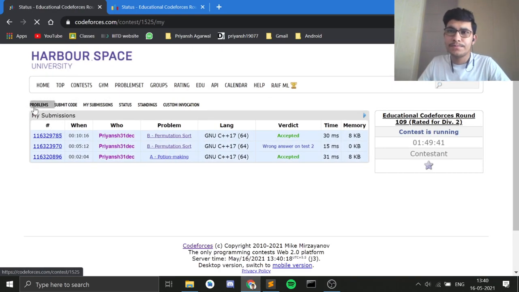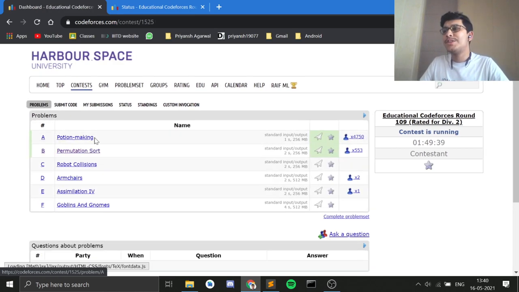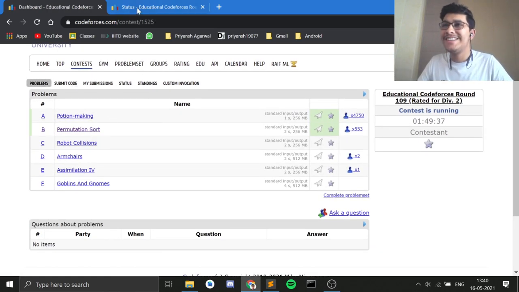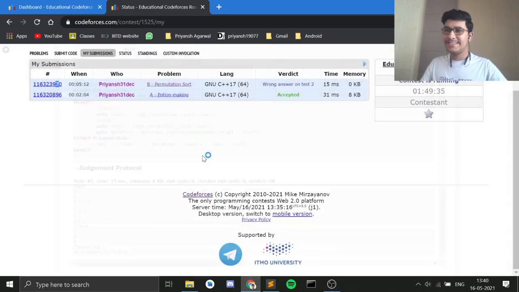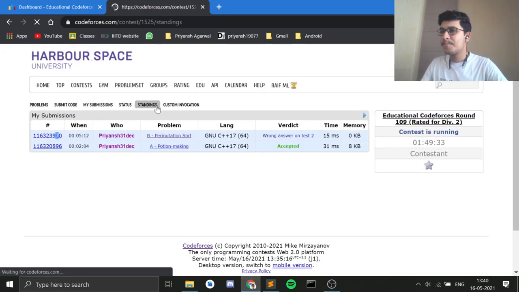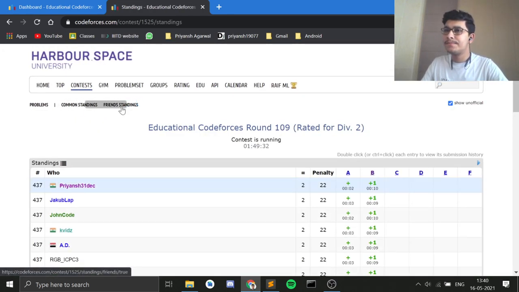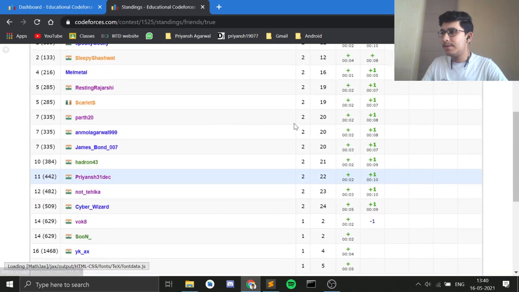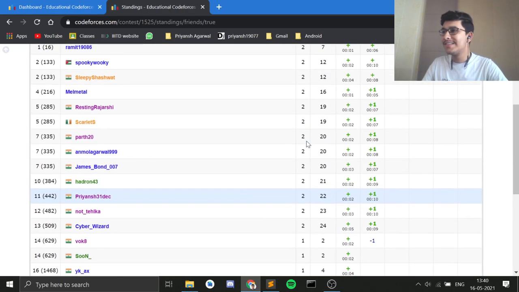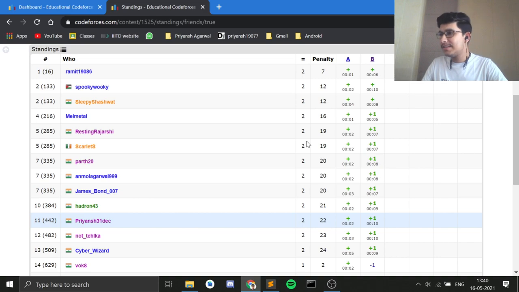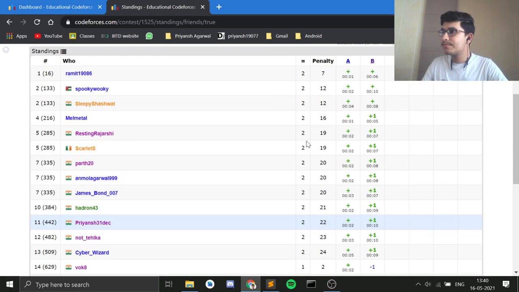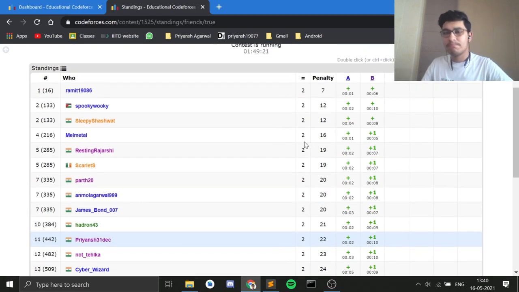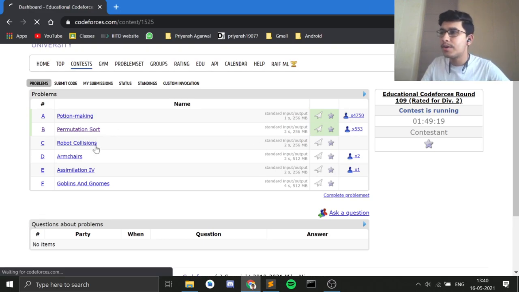Okay, great. So this was a very cool edge case here. Everybody has a wrong submission on this problem. Okay, nice. Moving on to problem C now.